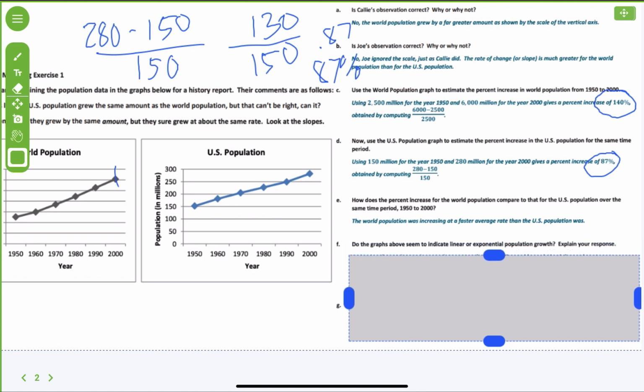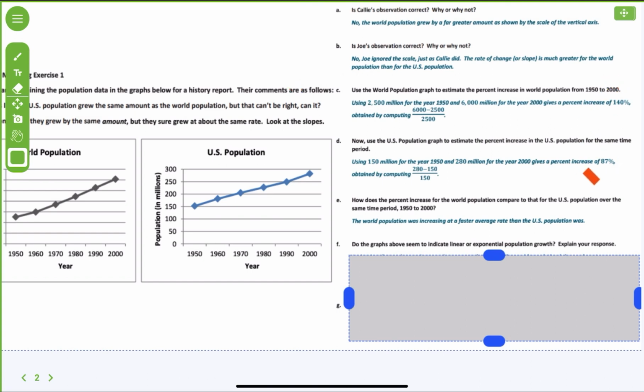All right, F says, do the graphs above seem to indicate a linear or an exponential population growth? All right, so this is what we've been talking about for the past week or so. Exponential or linear. Linear would look more like an arithmetic formula, whereas an exponential is going to look like a geometric formula or series. So what we need to look at here is, I think the time frame here that we're looking at, it doesn't matter necessarily about our scaling factors here.